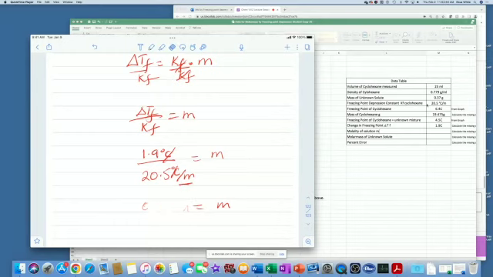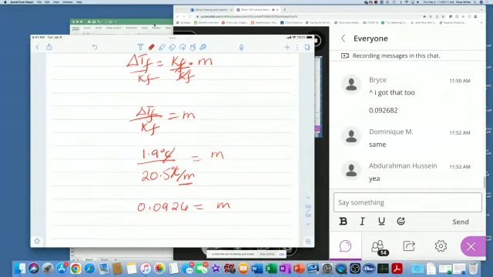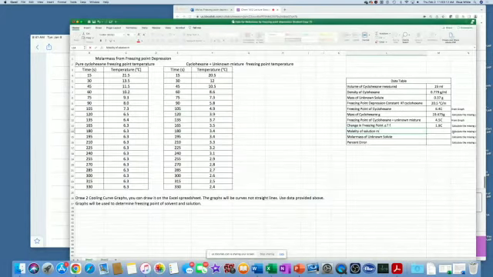Oh, did I press something here? Okay, that's what I got the second time. Okay, great. So we got this. So I can go back and put this in the table. Once again, you guys will have to work this out. 0.0926.